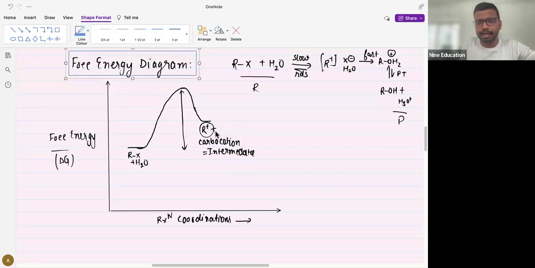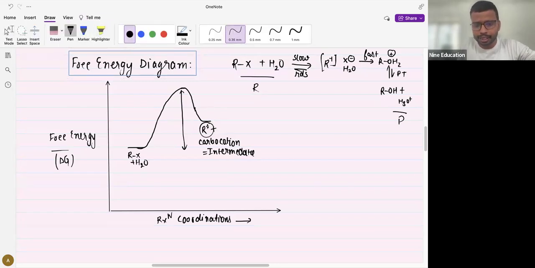So after this carbocation is made, what will happen? After this carbocation is made, we have carbocation, we have X minus, H2O. Now this H2O will attack. For this attack also we need a little amount of energy because this is a fast step. Fast है तो थोड़ा सा less energy ही चाहिए होता है. अगर यहाँ से गया तो हमारे पास क्या बनेगा? We will make here ROH2 positive.